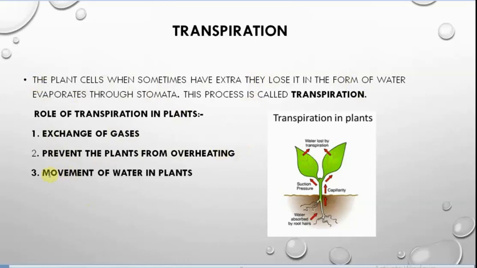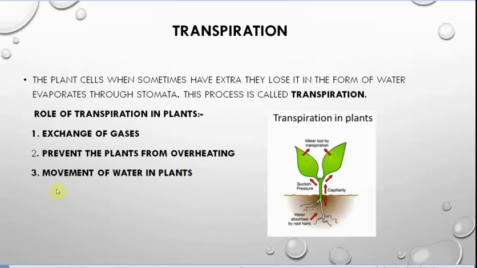Third one, the movement of water in the plant. Since the plant will lose water in the form of water vapor, the percentage of water inside the plant body will reduce. As a result, the plant will create a suction, due to which water will enter into the plant body.